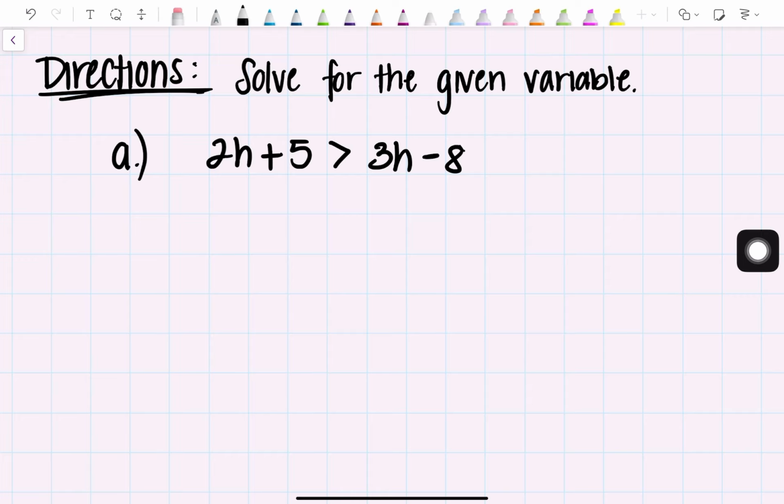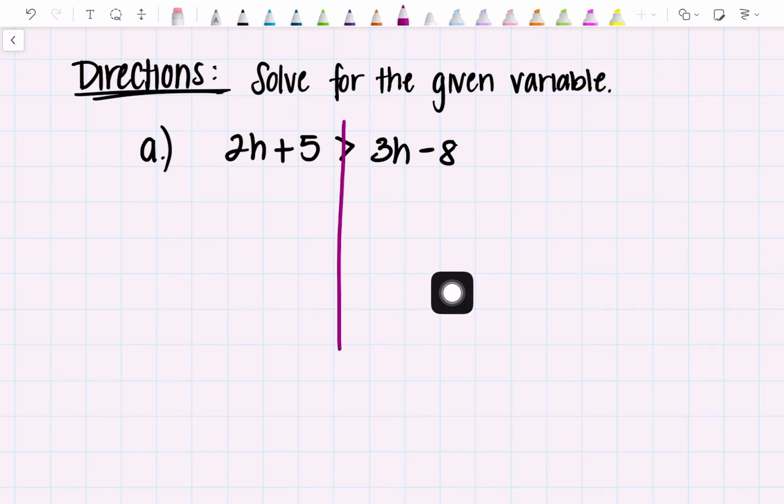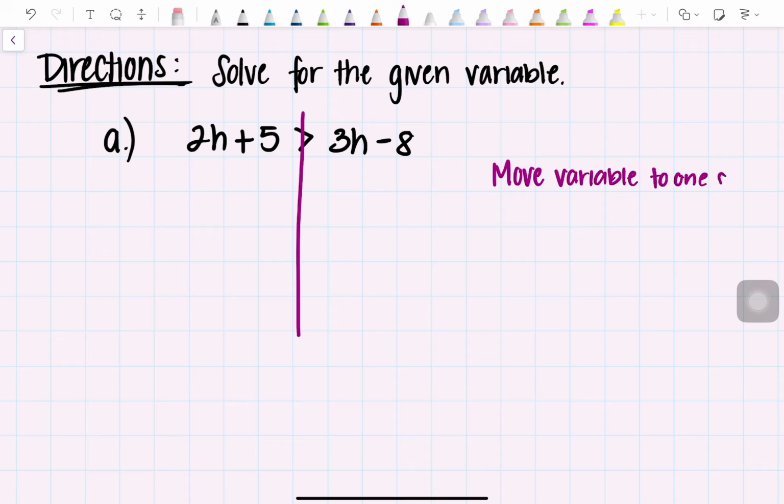I've mentioned before that inequalities do behave like an equation. There are two sides to the inequality, and we have to move variables to one side, and that's what we're going to do. I'm going to move the 2h.